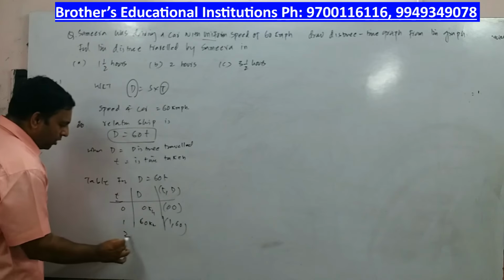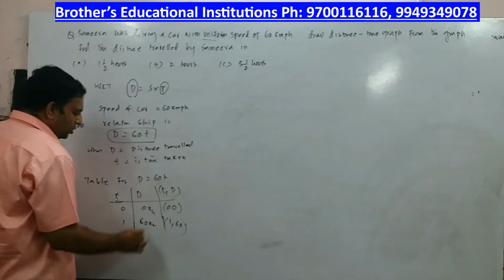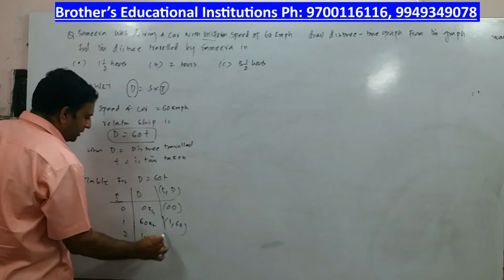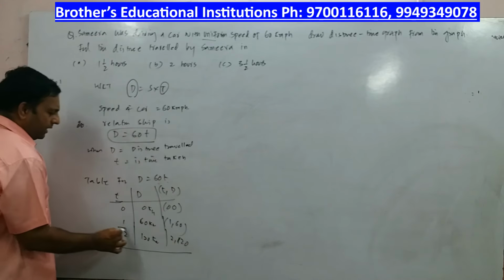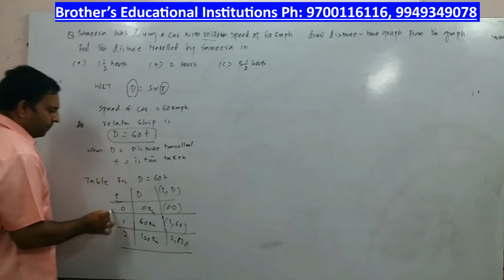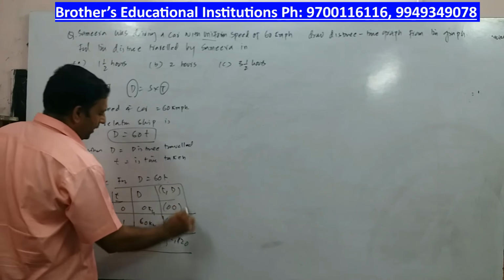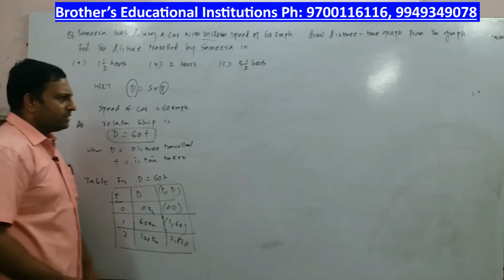If I say time is 2 hours, in 2 hours, 60 into 2, 120 kilometers is the distance covered. So the ordered pair is (2, 120). See, this is how you will draw the table. Alright, now this is the x-axis and this is the y-axis.